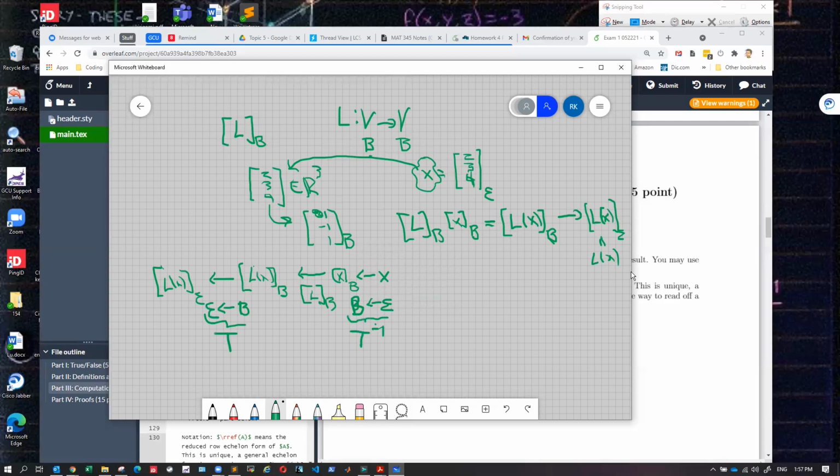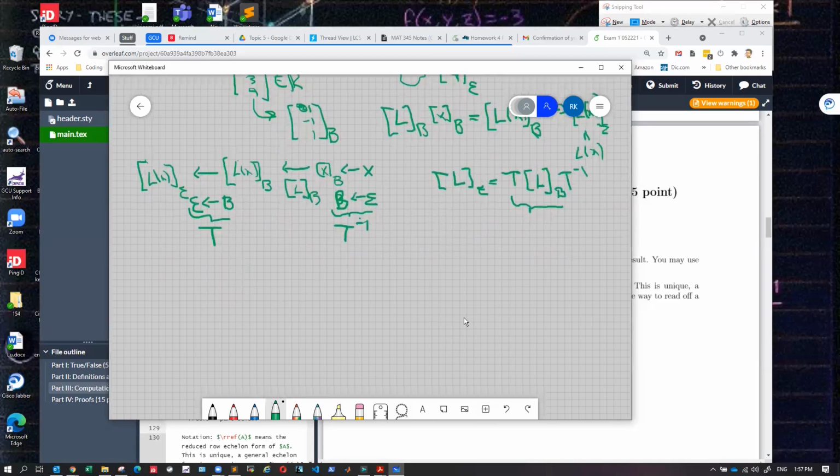So what I'm interested in you doing is writing down the matrix of L with respect to the standard basis. And so that's going to be T, then your L_B, and then T inverse. So you want to compute that matrix. That's what I asked you to do. Compute the matrix of L with respect to the standard basis.